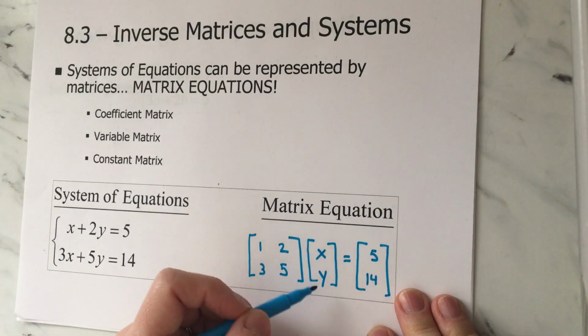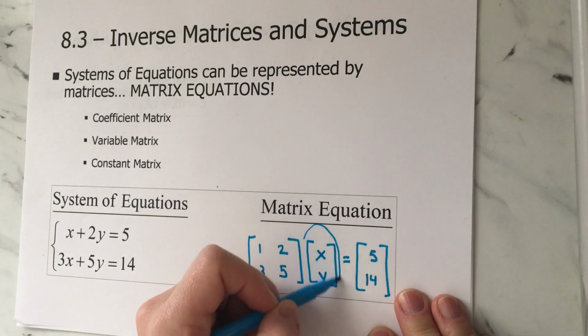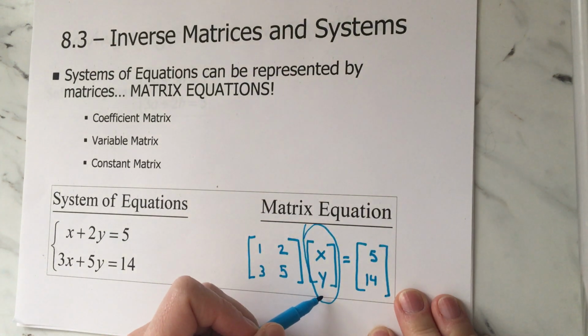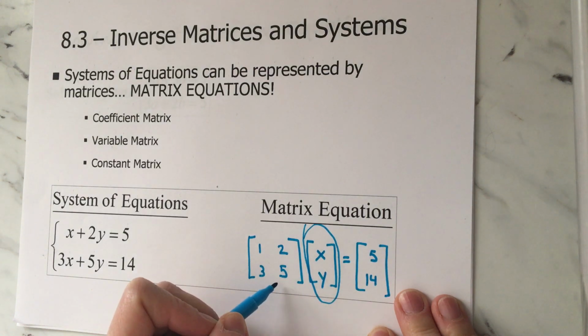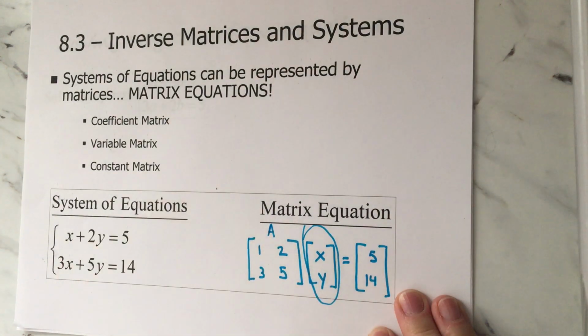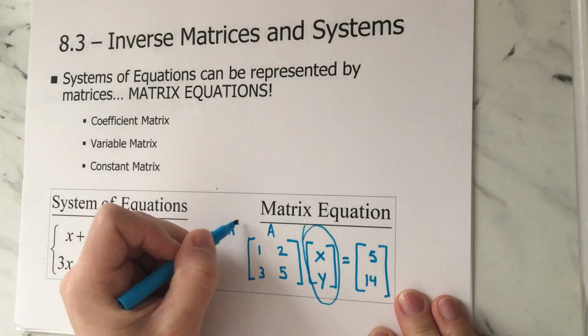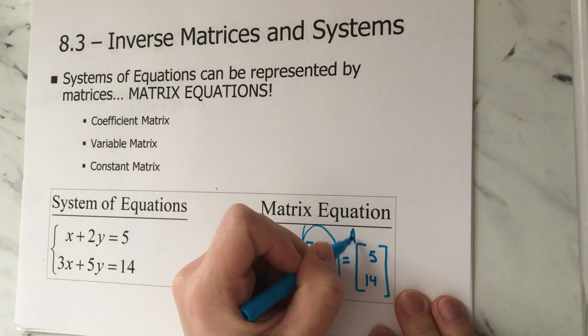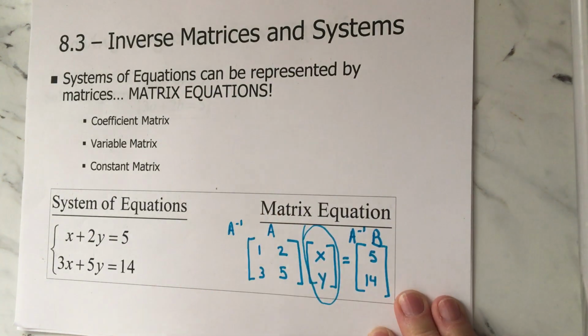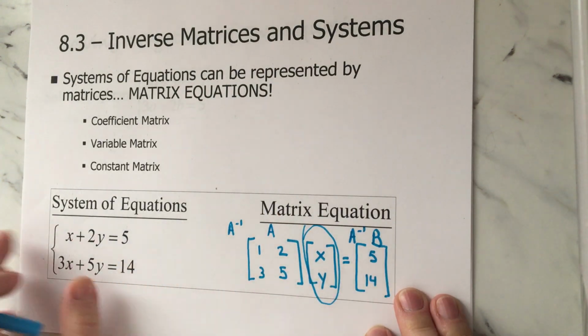And then I could work to solve this. If I wanted to solve for this, that means I want to isolate that variable matrix. I'm going to call the coefficient matrix A, and then I need to take the inverse of it. If I multiply one side by the inverse, what I do to one side, I have to do to the other side as well. And that's how we could work to solve it, aside from substitution.